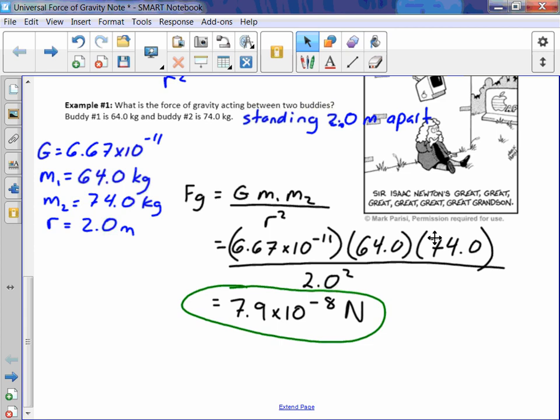Next question. So this end is the FG, the gravitational force. That number is for FG, the force between two objects. You're not going to have a measurable force between two small objects, okay?